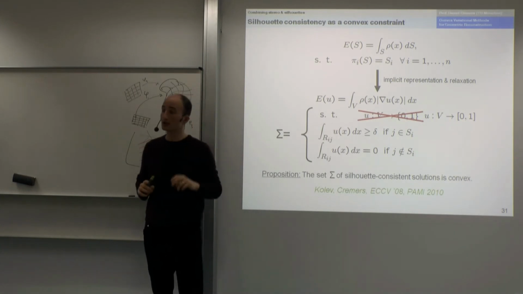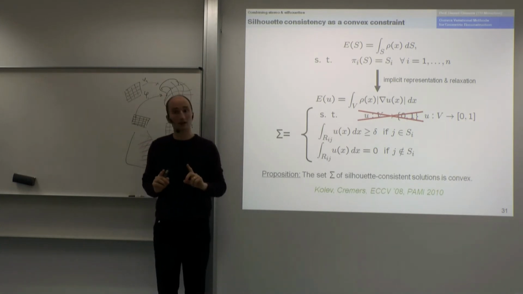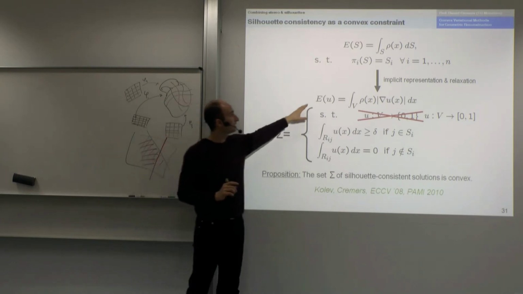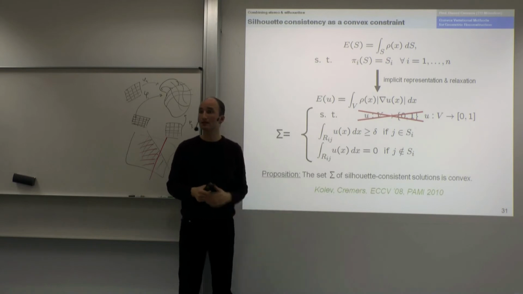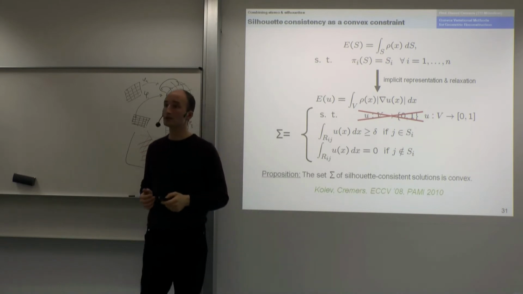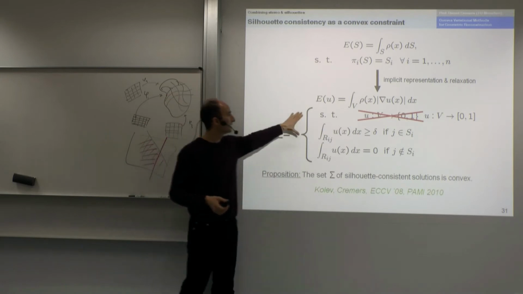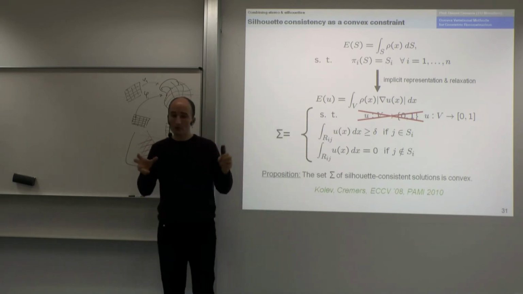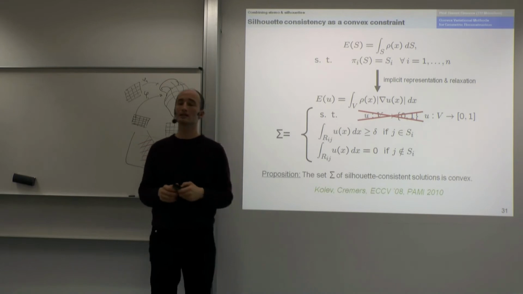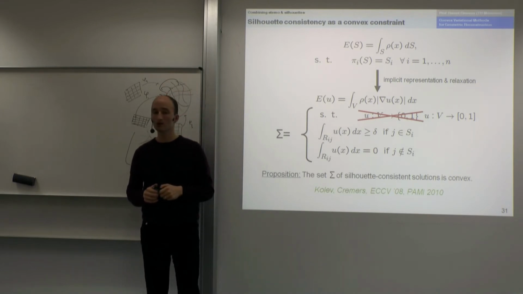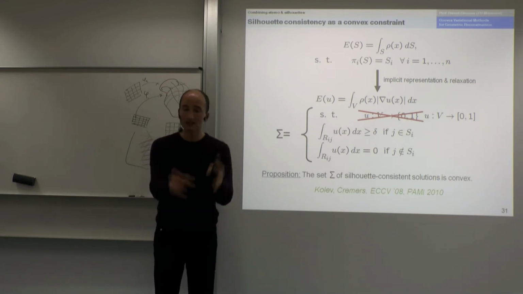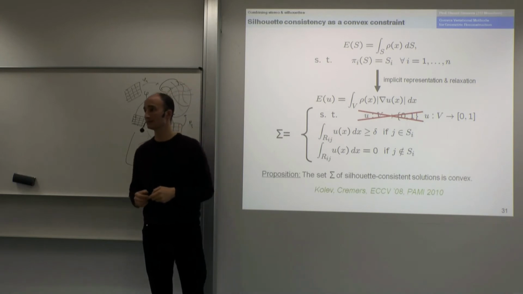And what's crucial here is the empty set is not silhouette consistent. As a consequence, you will never get the empty set in this optimization because that doesn't match the silhouette constraints. And so this is a very elegant way to impose the silhouette consistency in the optimization, to impose the fact that I do see an object in every image.